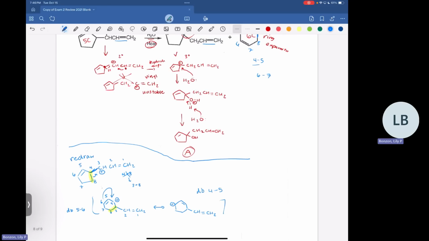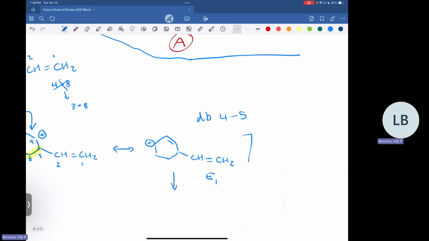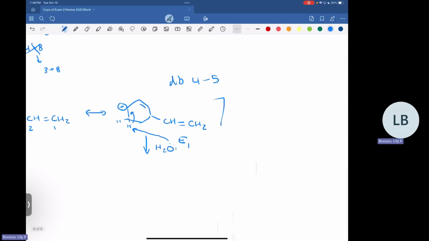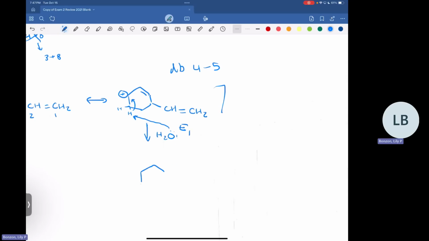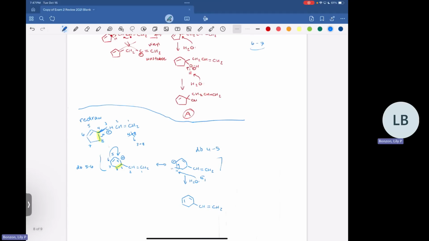Now we need to form the double bond between 6 and 7. The way we can do this is through an elimination reaction, so this would be an E1. We're going to take our nucleophile, H2O, and take an adjacent hydrogen. The nucleophile takes the hydrogen, and that bond shifts in towards the positive charge. Then we're left with 2 double bonds in our structure. It's rotated a little differently, but this is product B.